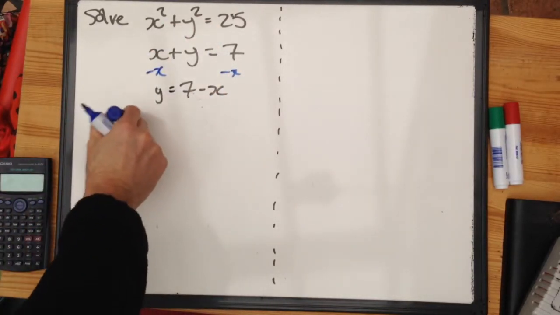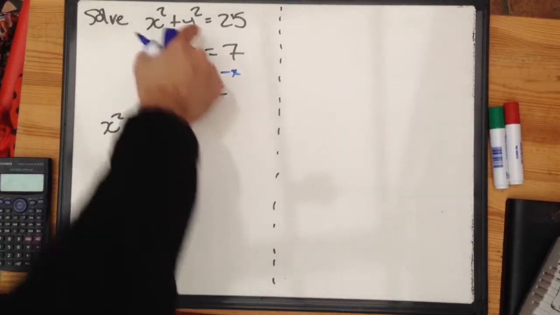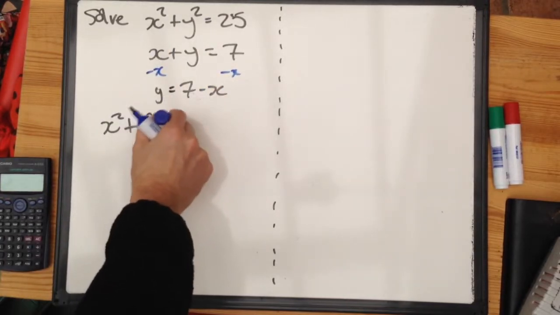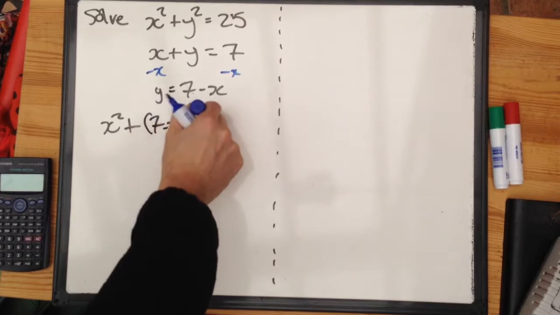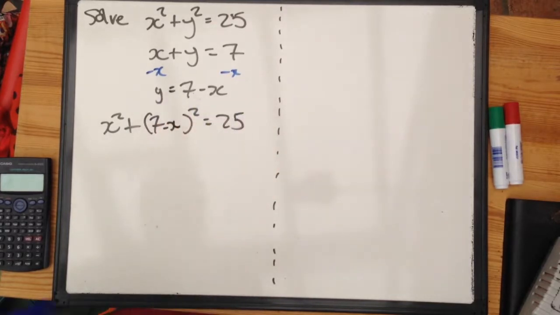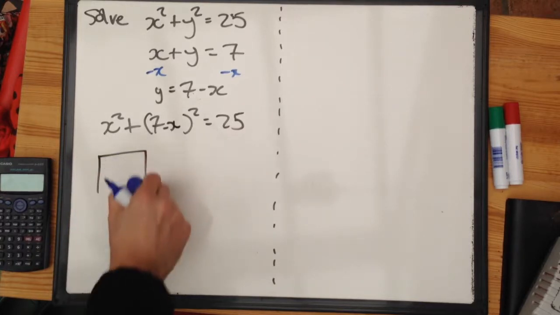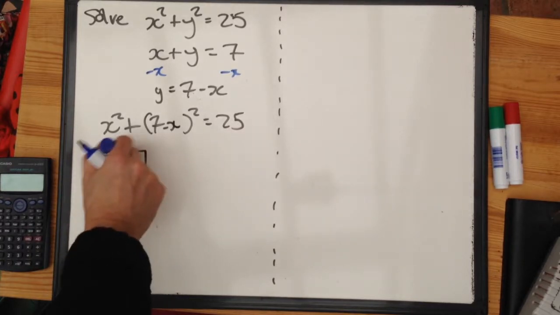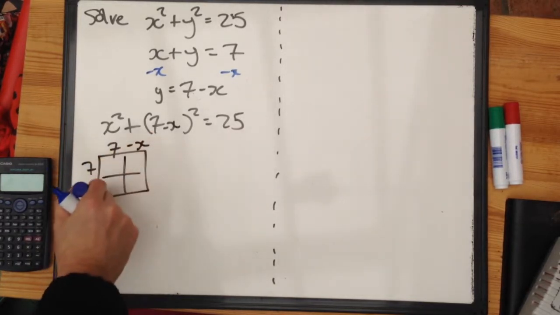So I have x squared, which stays the same, but instead of writing y squared, I'm going to write (7 minus x) squared. And that's equal to 25. Next step is to expand the brackets. This is where a lot of mistakes are made. I'm going to do the box method just to make sure I don't get it wrong.